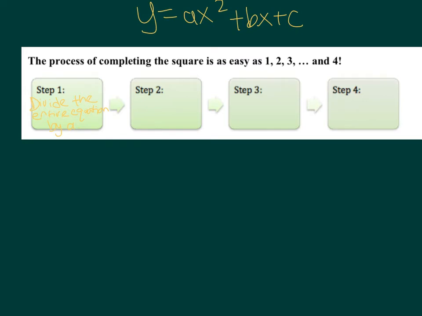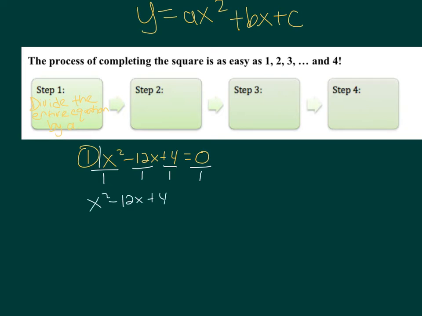So I'm going to do example 1 as we write down the steps to show you an example of how to do this. So example 1 says x squared minus 12x plus 4 equals 0. Well, the a value is 1, so we can divide every term by 1. It's not going to change anything since we're dividing by 1. But there is our first step in the process of completing the square.